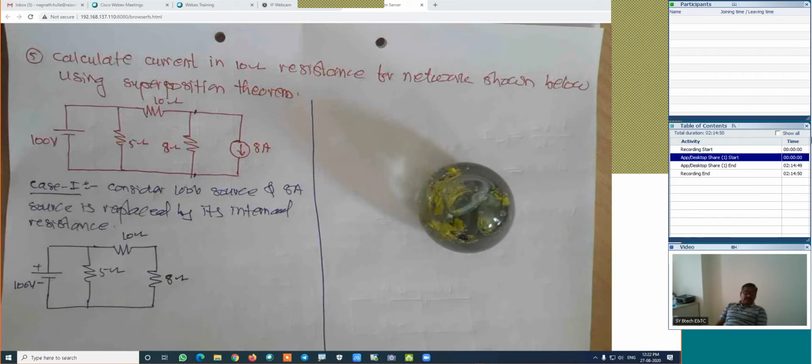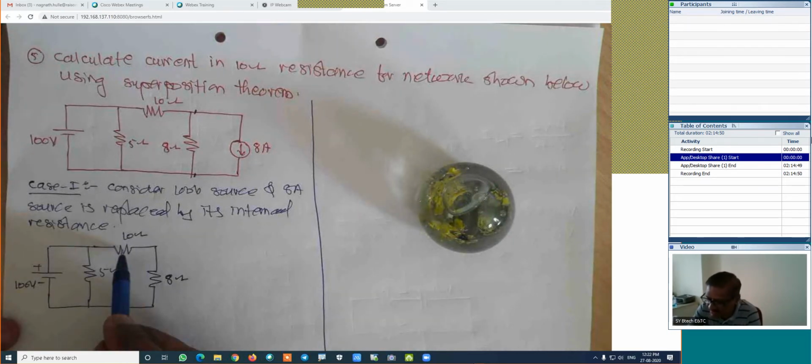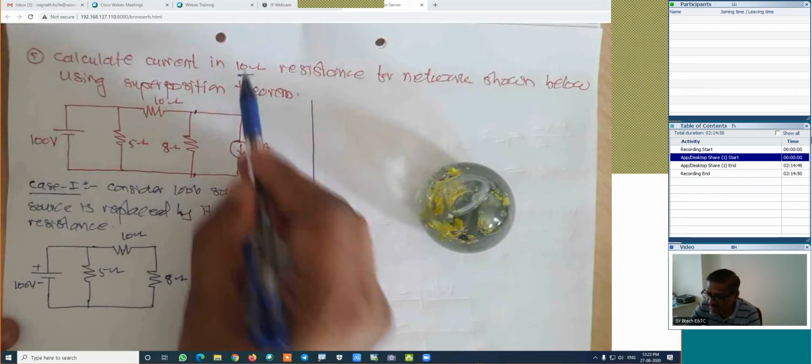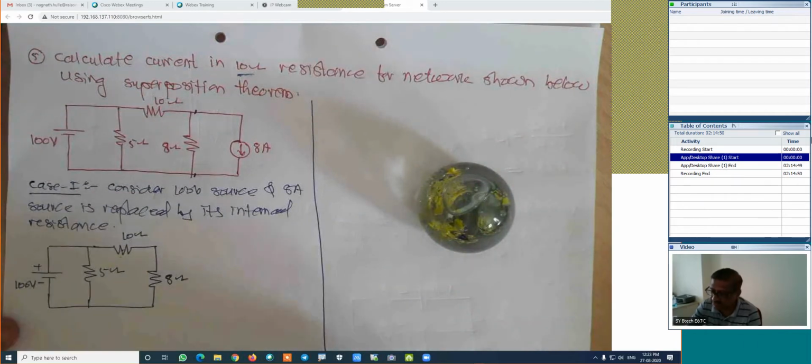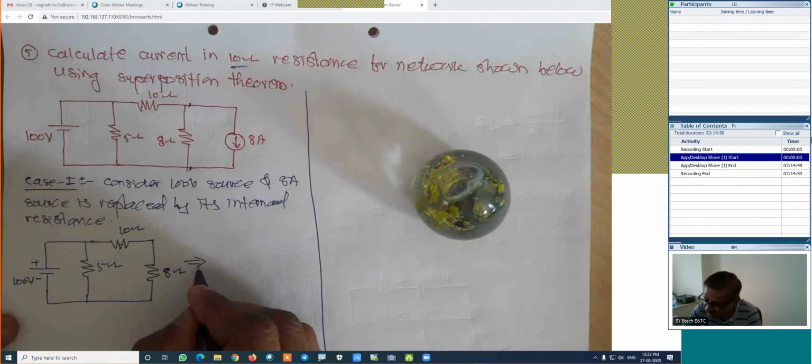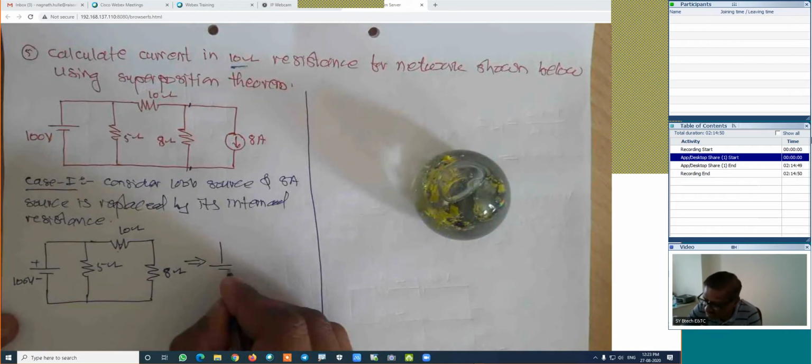Now, in this case, look at the series and parallel combination and first reduce this figure, because we are interested in this current. In this branch we need the current, because we are interested in the calculation of current in the 10 ohm resistance. 10 ohm is here. In this branch we are interested in the current. First, we will reduce this figure completely. It will be something like this.